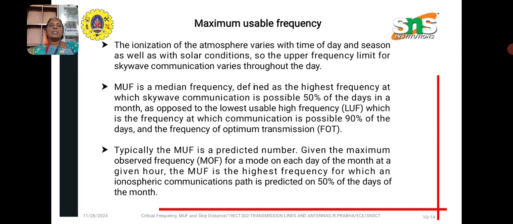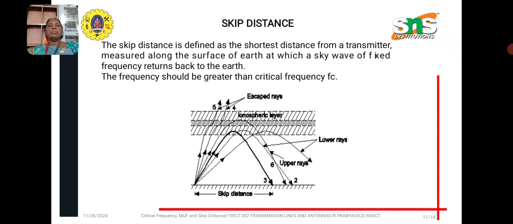The MUF is the highest frequency for which an ionospheric communication path is predicted for 50% of the days of the month. Now, the skip distance, a very important concept in skywave propagation. It is defined as the shortest distance from the transmitter measured along the surface of the earth at which a skywave of fixed frequency returns back to the earth. The frequency should be greater than the critical frequency.